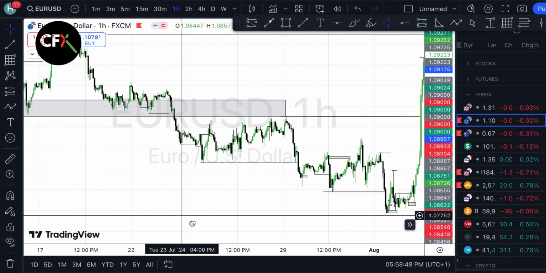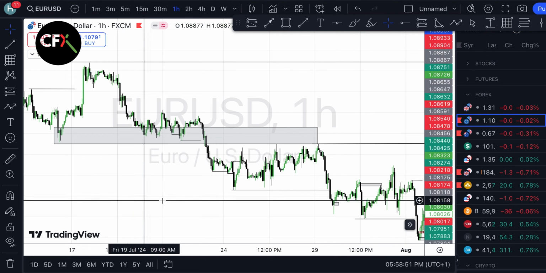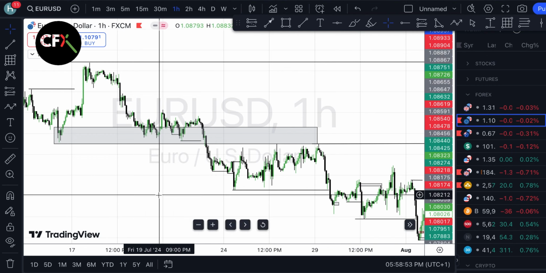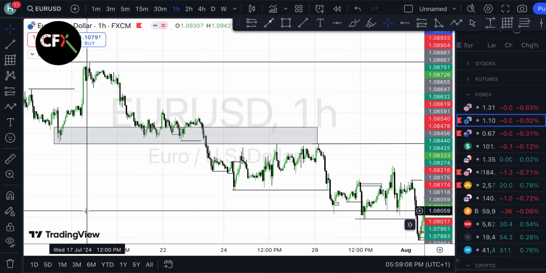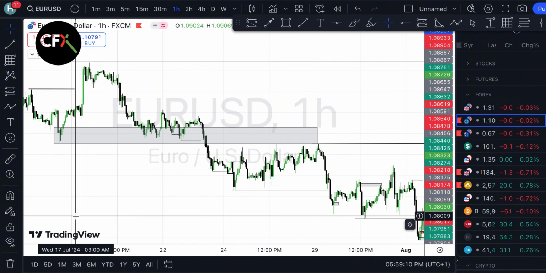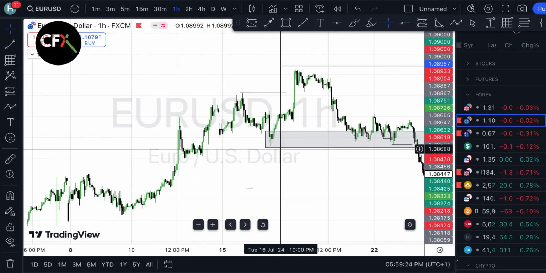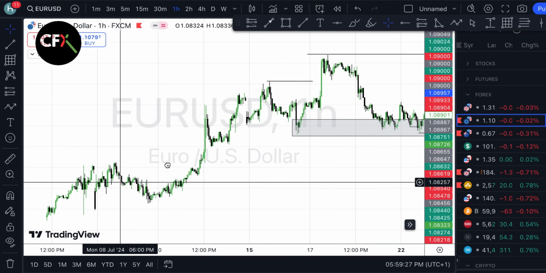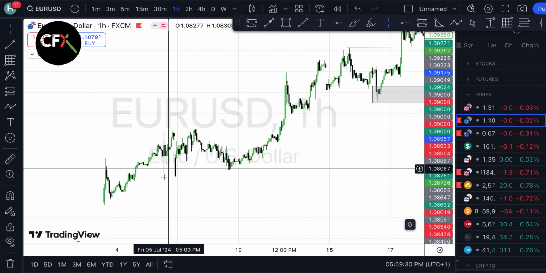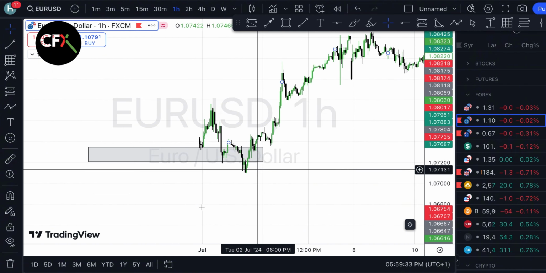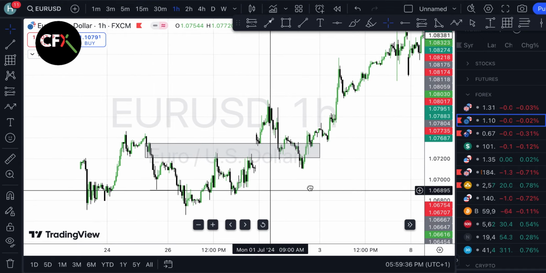I've trained my eyes to be able to spot these moves in the market. So it's something that you need to backtest. After this video, just go back to your chart and do a lot of backtesting, so you can be able to spot this move anytime you see them on the live chart. So let me show you more on the chart. I marked them out because of this video.